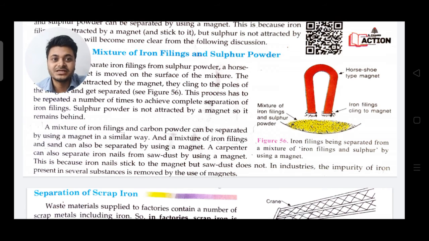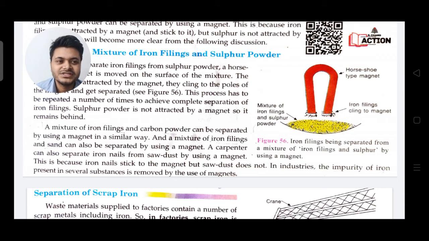Next, sulfur powder is not attracted by magnets, so it remains behind as a residue. A mixture of iron filings and carbon powder can be separated by using a magnet in a similar way, and a mixture of iron filings and sand can also be separated by using a magnet. A carpenter can also separate iron nails from sawdust by using a magnet. This is because iron nails stick to the magnet but sawdust does not.